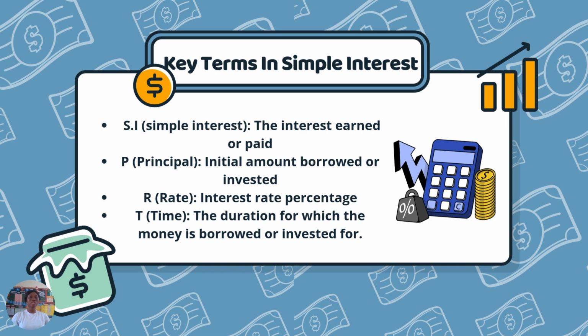Now, P represents principal. Principal means how much you want to borrow, or how much you are dropping. Instead of using the word dropping, let's use the word invested. So principal means how much money you want to borrow, or how much money you want to invest. Now, rate means the interest.